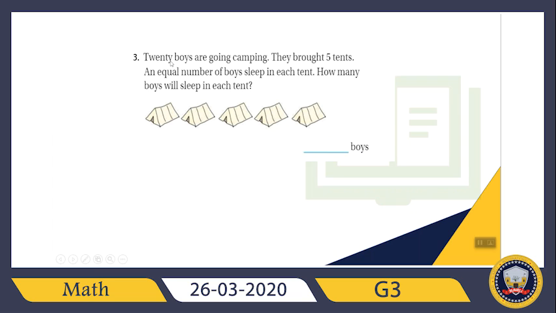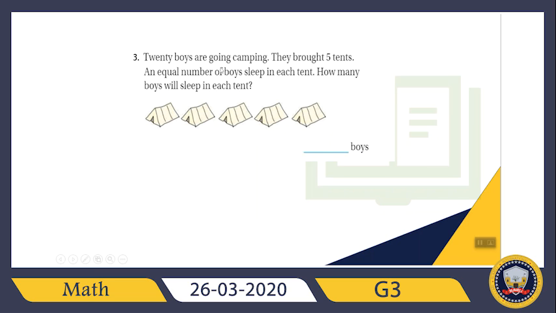Okay, let's check question 3. It says 20 boys are going camping. They brought 5 tents, like you see in this picture. So, an equal number of boys sleep in each tent. How many boys will sleep in each tent? What should I do here? Which operation do I need to use? Addition, subtraction, multiplication, or division? You already know all these operations.